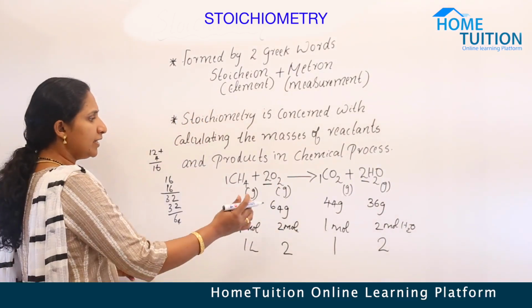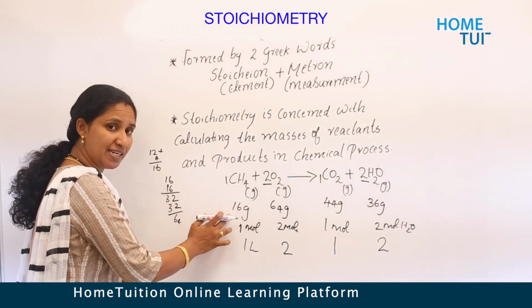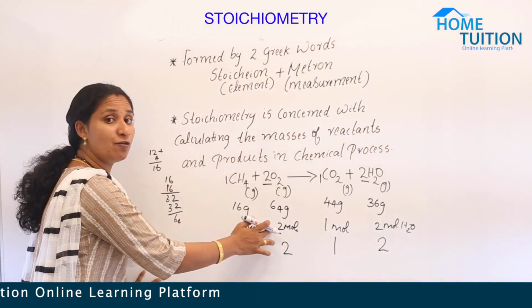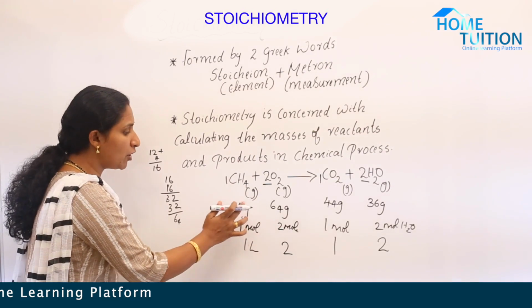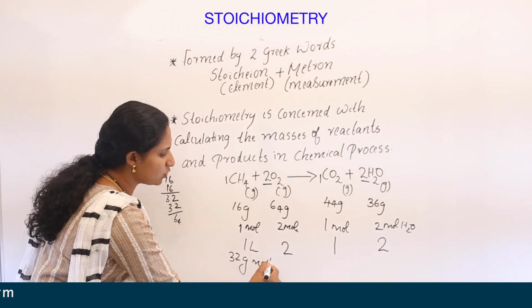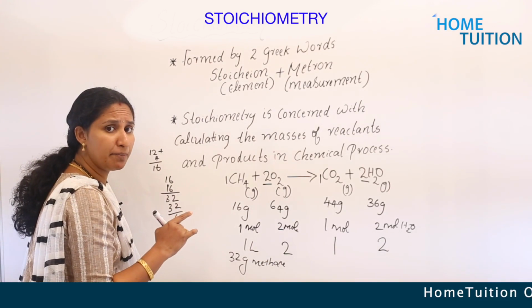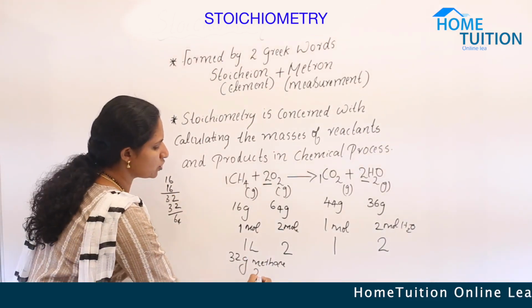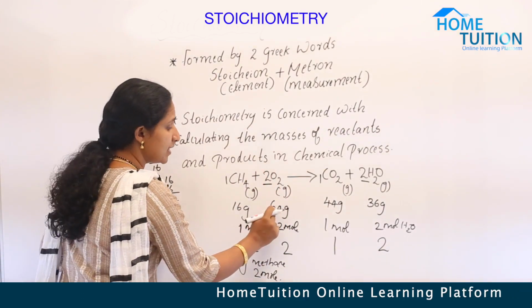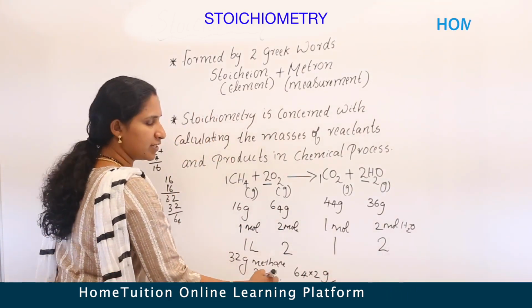For example, here 1 mole methane. 1 mole methane means 16 gram methane needs how much oxygen? Yes, 64 gram of oxygen. If we want to combust 32 gram of methane, 32 gram methane means how many moles? Yes, 2 moles. 2 moles need how much? Yes, 64 into 2, that is, 64 into 2 gram oxygen.